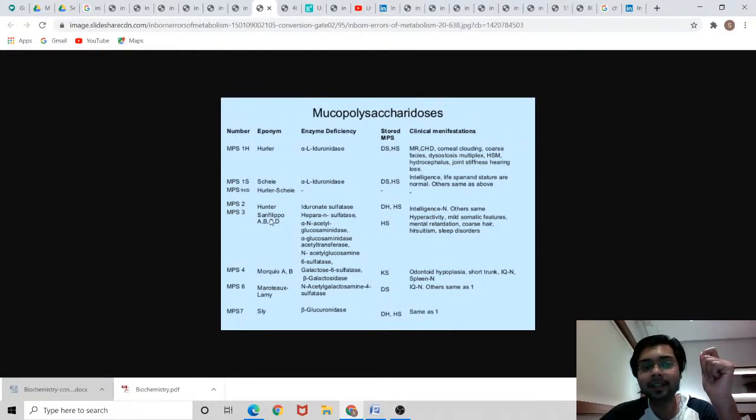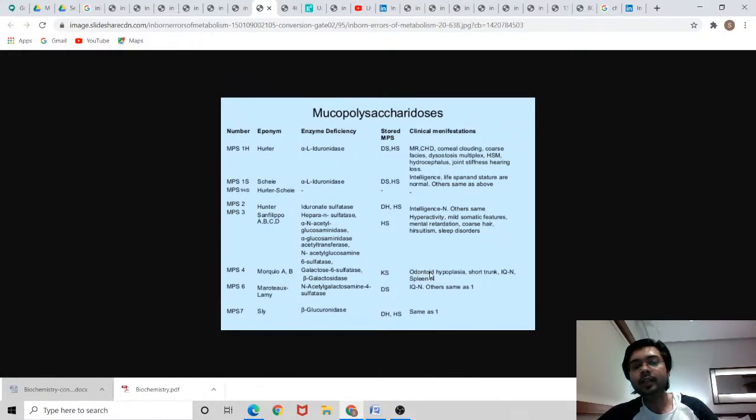Then in MPS3, that is San Filippo, there is heparan N-sulfatase deficiency. So you know this. What you will find is that the baby will be hyperactive, with mild somatic features, mental retardation, coarse hair, hirsutism, and sleep disorders. So you need to know about each of them so that you can get the right diagnosis, because they will give you the clinical scenario and ask you which enzyme it is.